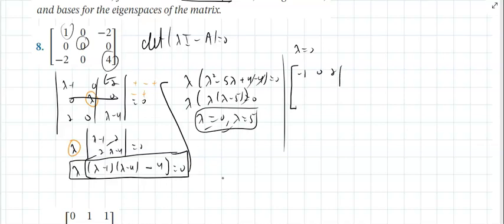Negative 1, 0, 2, 0. 0, 0, 0, 0, and 2, 0, negative 4, 0. Right? Now, again, I don't have to write that anymore. You know how that goes. So if I take twice row 1 plus row 3 in row 3, what would happen?